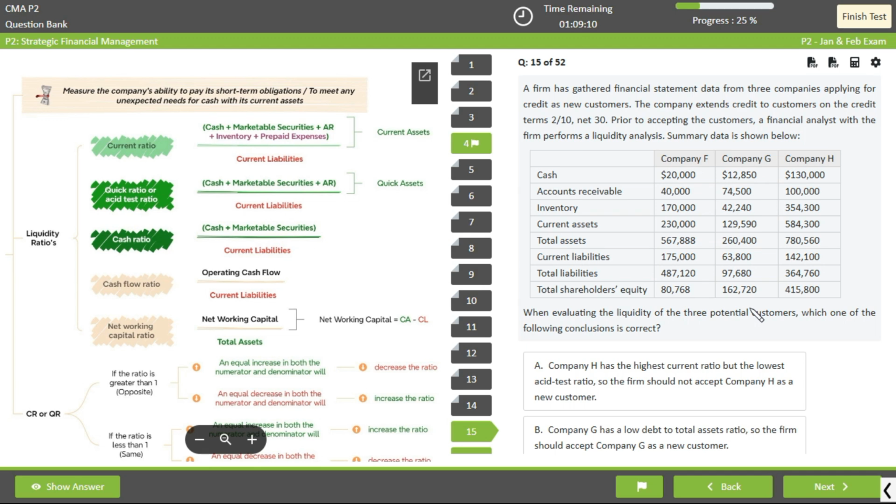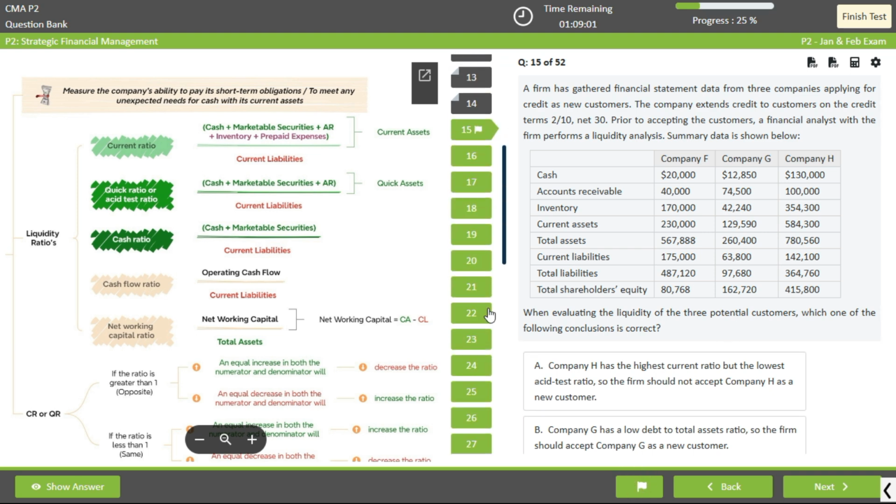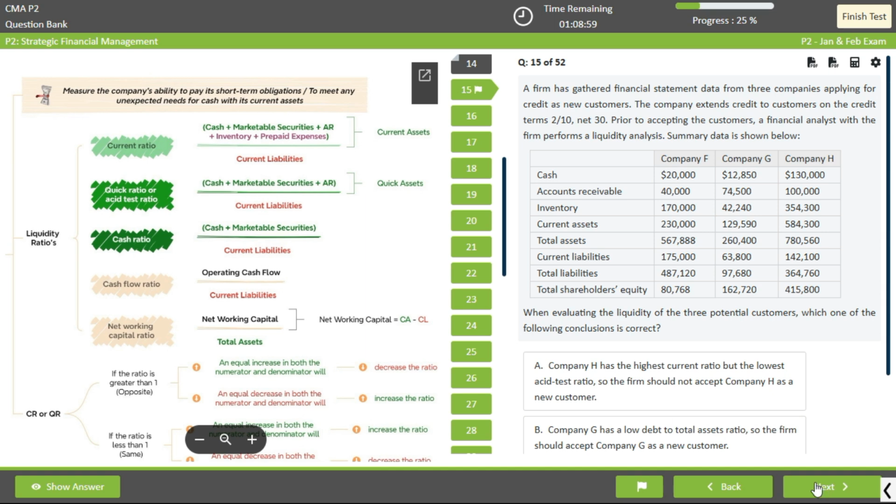Next. This is one of the challenging MCQs, and we need a wider space, so we'll come back to it later on. Now let us proceed to other MCQs.